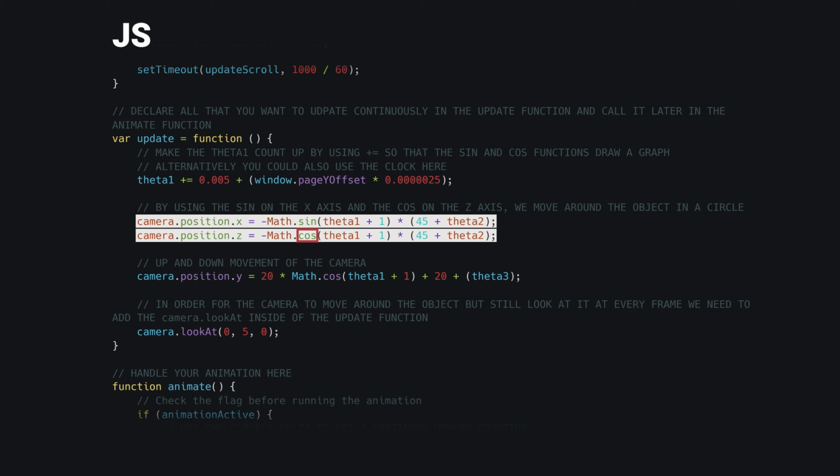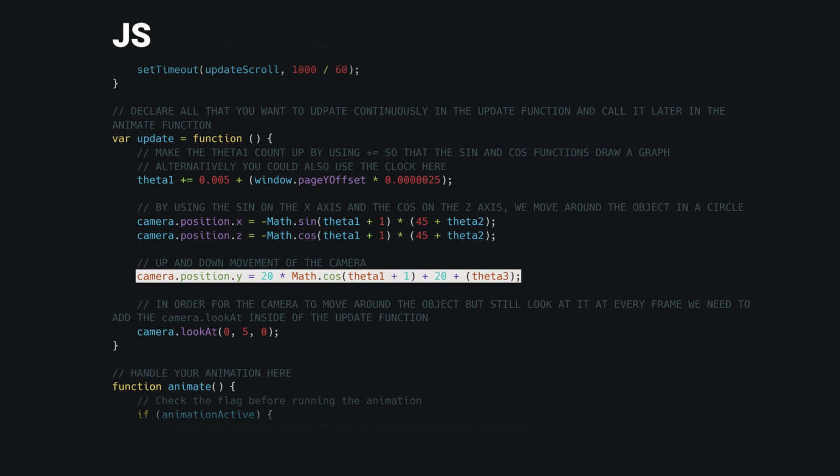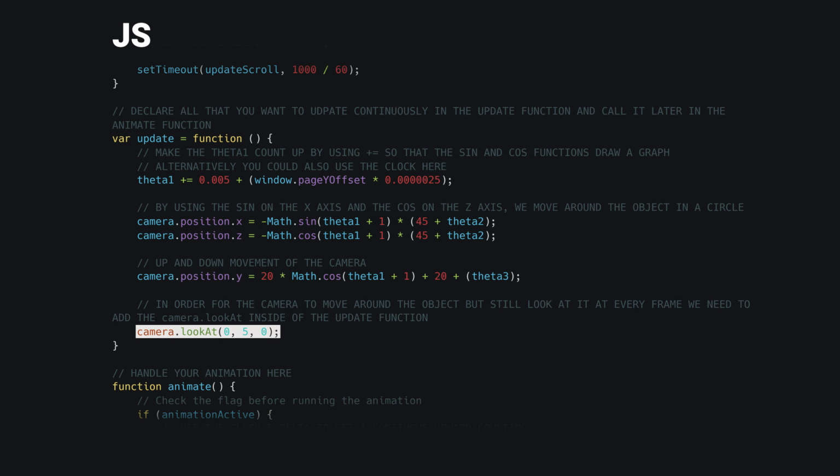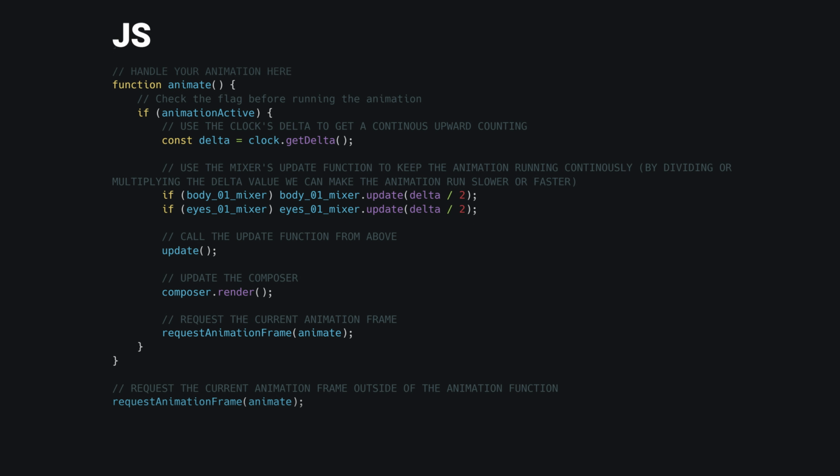To move the camera up and down, we add the camera position Y as another cos function where we also modify the distance according to theta3 to move further up on the user scroll. Lastly, we need to add the camera look at in order to rotate around the center point. With that, we can close the update function and move on to the animate function.